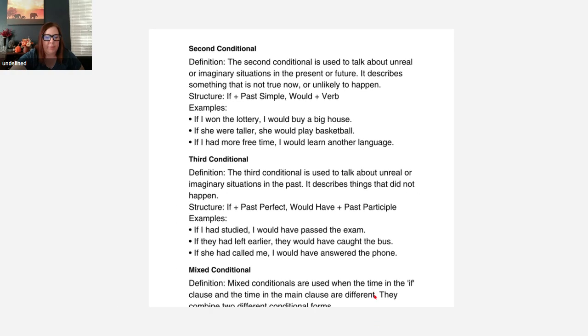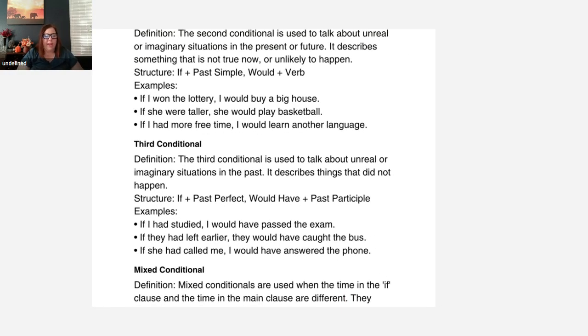Let's go to the next example. If they had left earlier, they would have caught the bus. Again, this is both in the past. They would have. Now, we use have because would have puts it in the past. If I didn't have after would, then it would not be a past participle, if that makes sense. The moment I put have after would, it makes it a past participle. So these are both in the past. If they had left earlier, of course they would have caught the bus. So these events already happened.